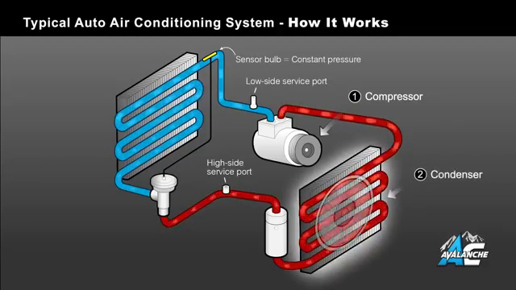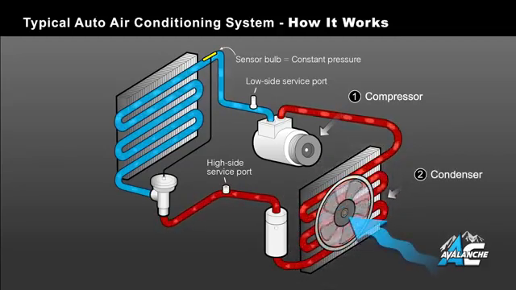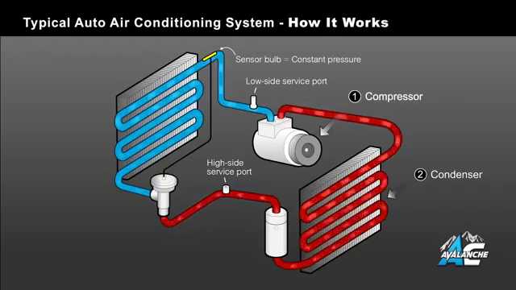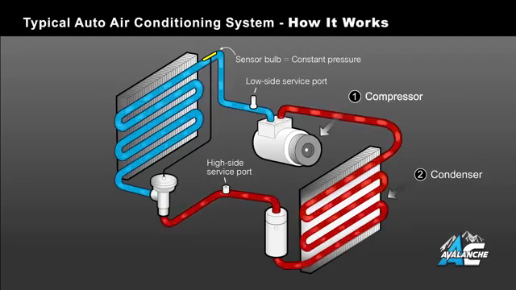The condenser does just that. Cool air flows across the condenser, cooling the high-pressure, high-temperature gas, turning it into a high-pressure liquid. As you can see, the gas remains red, high pressure, but changes to arrows indicating it's changed to a liquid.